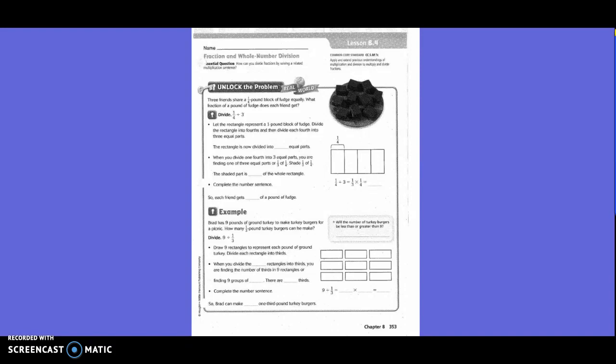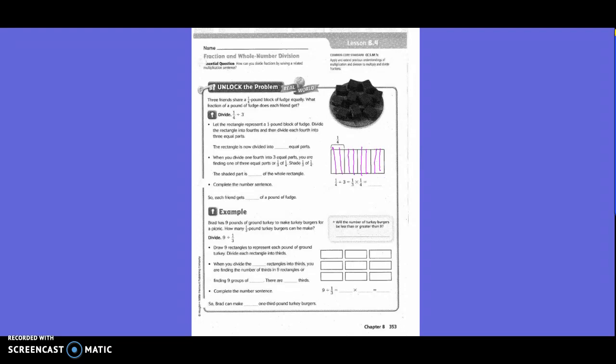Let the rectangle represent a 1 pound block of fudge. Divide the rectangle into fourths and then divide each fourth into 3 equal parts. So they took their rectangle, they already divided it into 4 equal parts, and then we divide that one part, that 1/4, into what? How many pieces, guys? 3, right? So we take it and divide it into 3 pieces.